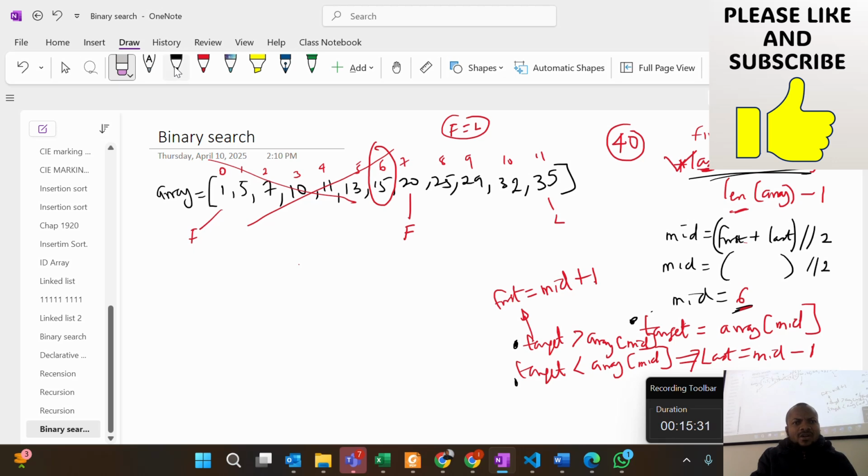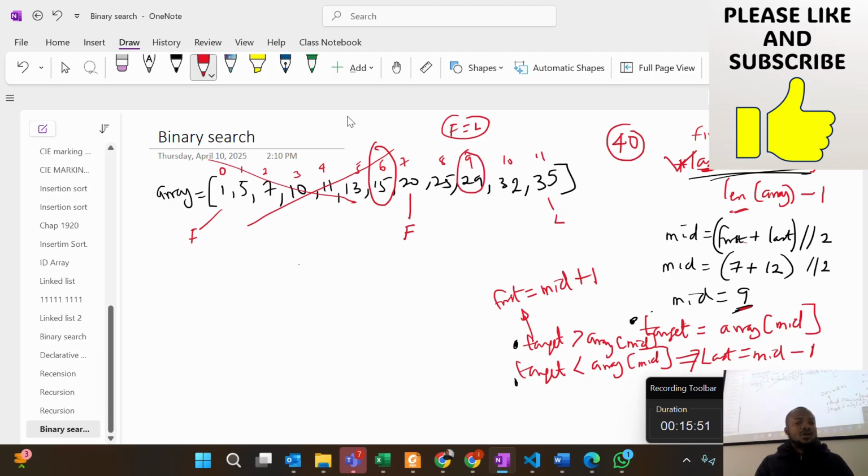So what is first now? First is 7. And last is what? 12, isn't it? So 7 plus 12 is 19. Divided by 2 is what? That should be 9. 19 divided by 2 is 9. So it means now the middle index is index 9.